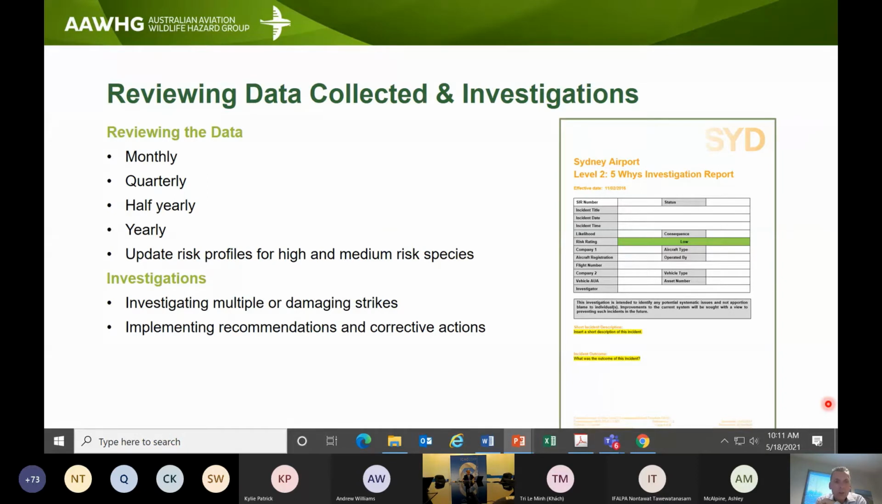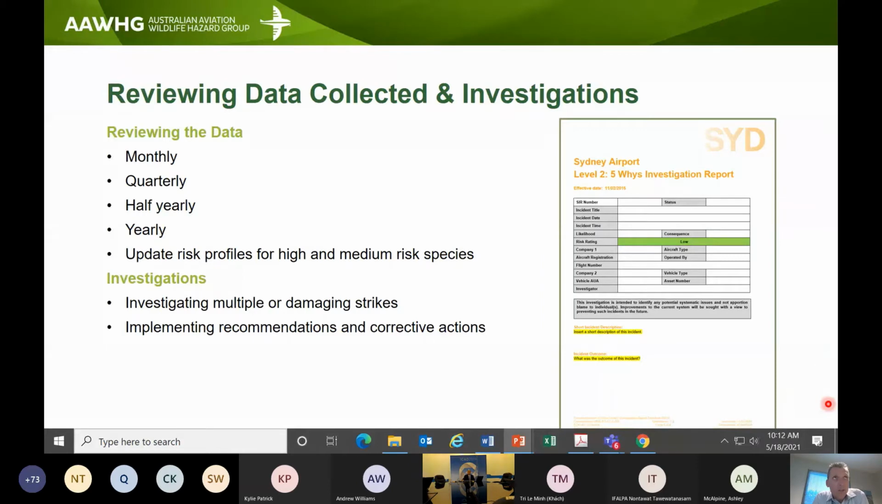Our ornithologist prepares quarterly, half-yearly, and yearly data, where we are provided with reports. We review those reports and then we update the risk profiles to see if there has been any change to the high and medium risk species. This would be based on certainly the number of strikes and the wildlife presence on the aerodrome as well. That certainly does change from time to time.